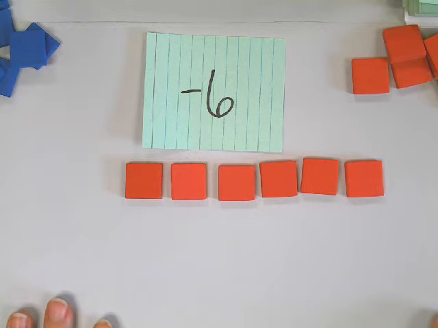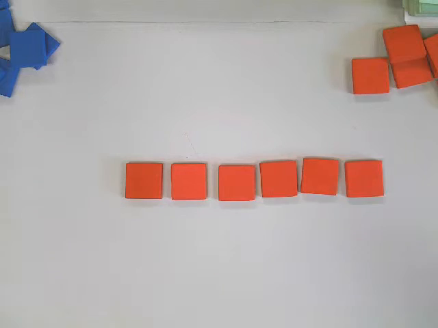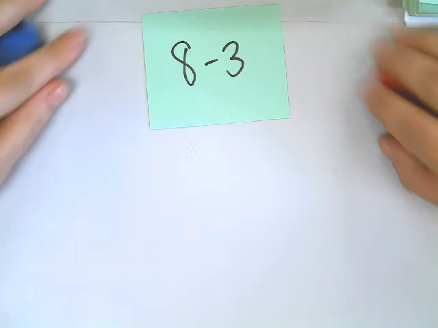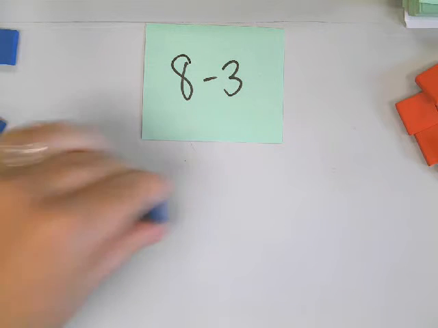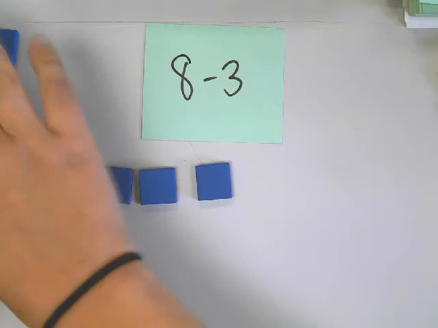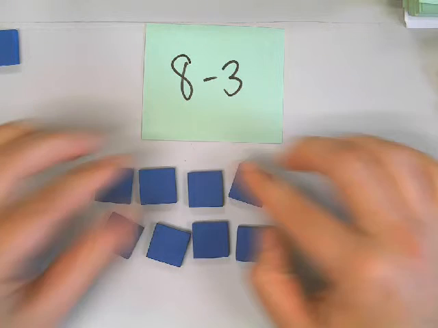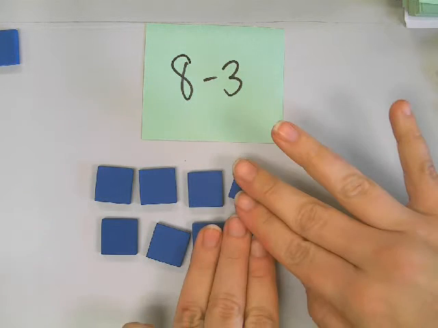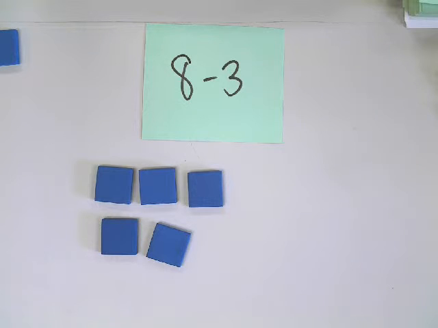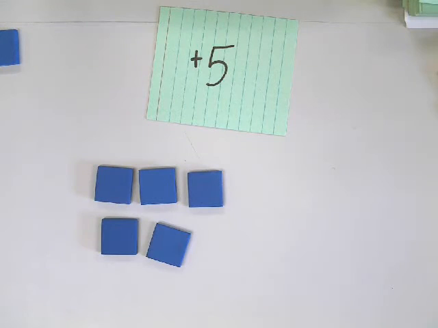Okay? So we're going to try another one where we're going to model using our tiles. We're going to go with a simple one. Positive 8 minus positive 3. So I'm going to build my positive 8 first. 1, 2, 3, 4, 5, 6, 7, 8. Okay. So I've built my first integer, which is positive 8. Do I have 3 positives to take away? I absolutely do. So I'm just going to simply take those away and see what I have left. I have 5 positives left. So the answer here is positive 5.